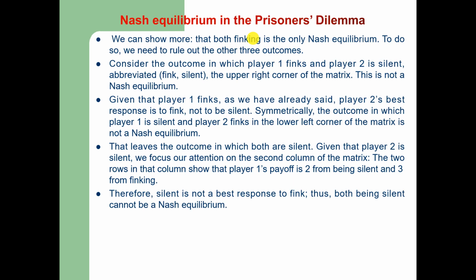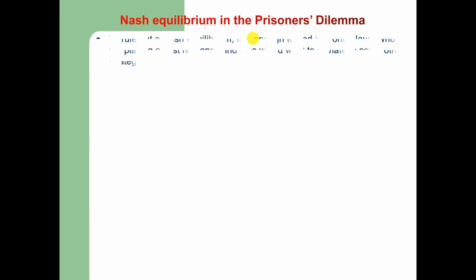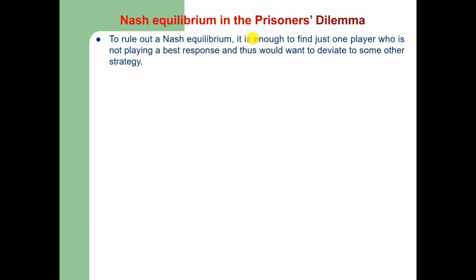So if player 1 thinks, player 2 will not remain silent. If player 2 thinks, player 1 will not remain silent, and both will not remain silent either. So the only Nash equilibrium is when both of them are thinking, or when both of them are confessing. To rule out a Nash equilibrium, it is enough to find just one player who is not playing a best response and thus would want to deviate to some other strategy.